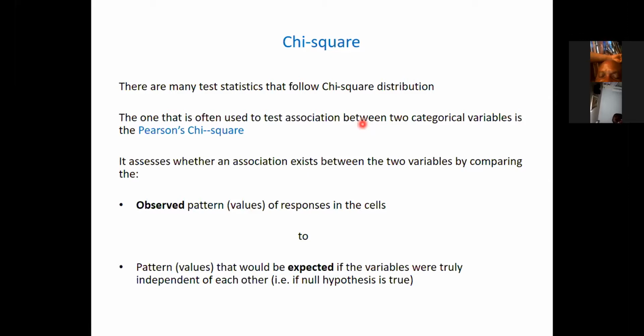Let's now go further. Is there any other question about the contingency table? If there's no question, we'll move further, because if you don't understand something, the next one you may not understand. Does somebody want to ask a question?